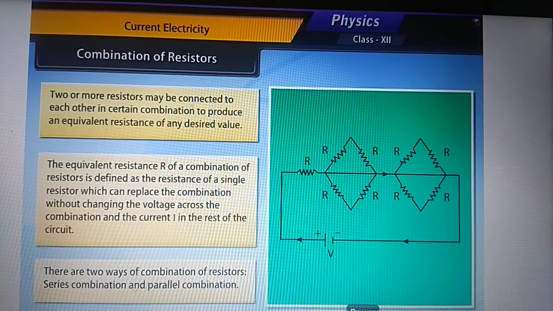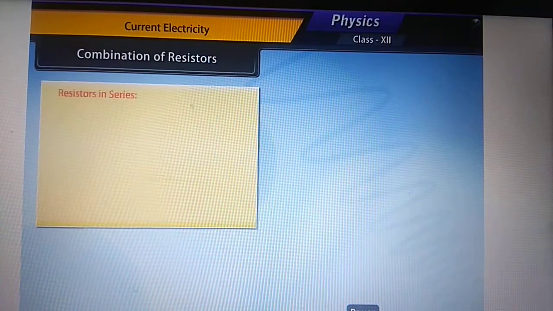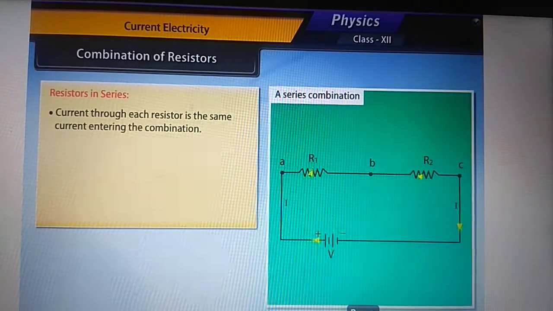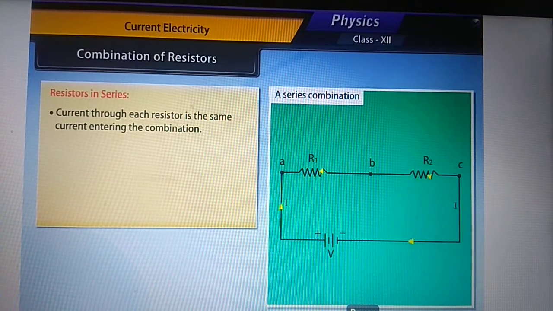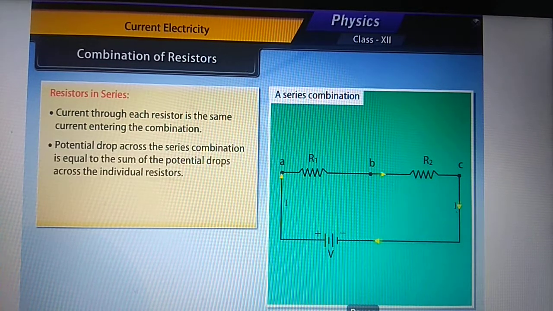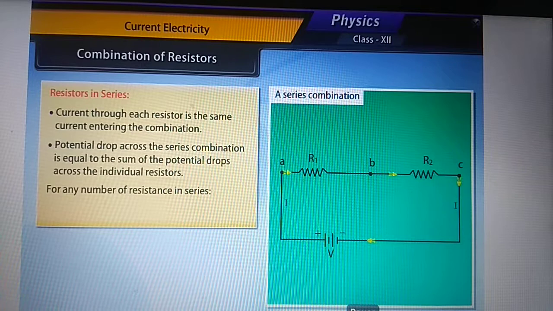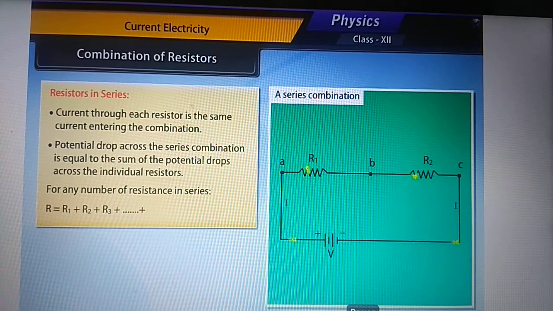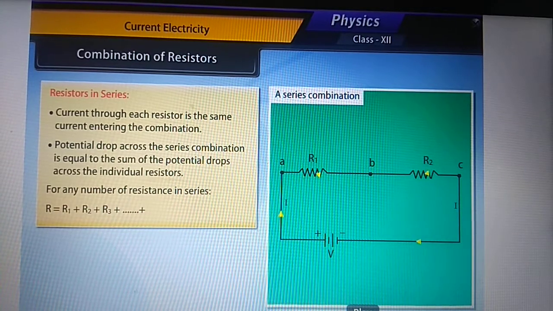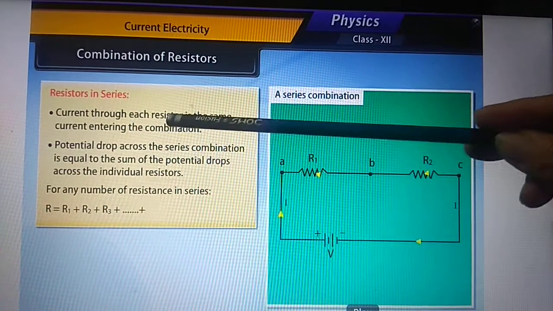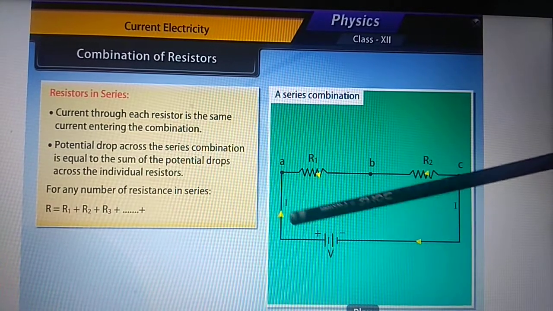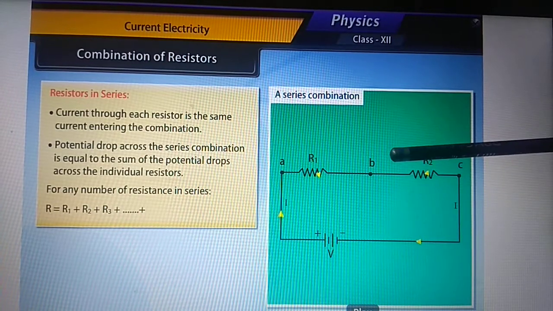There are two ways of combination of resistors: series combination and parallel combination. Resistors in series: the current through each resistor is the same as the current entering the combination. The potential drop across the series combination is equal to the sum of the potential drops across the individual resistors. For any number of resistances in series, R is equal to R1 plus R2 plus R3 and so on. Now for resistors in series, the current through each resistor is the same. So the current I that comes out remains the same in both resistances. This is the first point.